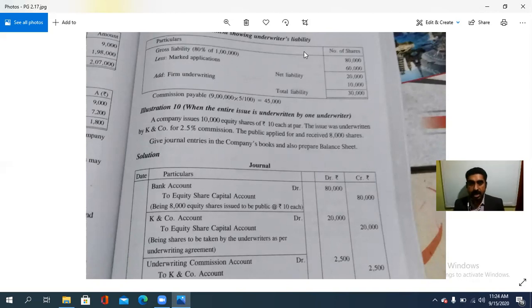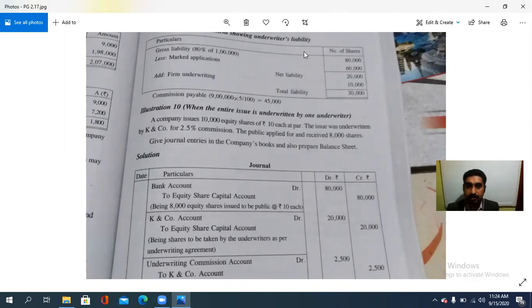അപ്പൊ എങ്ങനെയാണെന്ന് നോക്കുക. A company issues 10,000 equity shares of rupees 10 each, total 1 lakh. The issue was underwritten by K and Company for 2.5% commission. So the commission rate is 2.5%. See in the question, in the previous question, they are not mentioning it because they forgot to add that one. It's a printing mistake. 5% is the commission, that one.